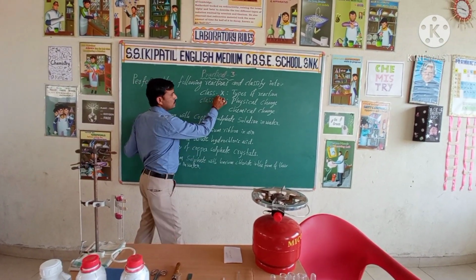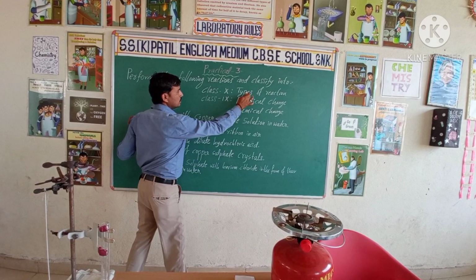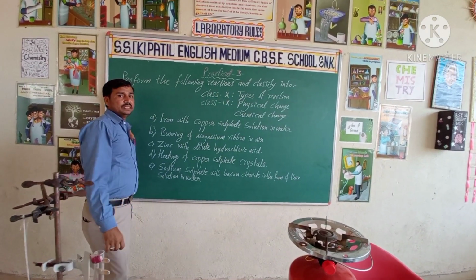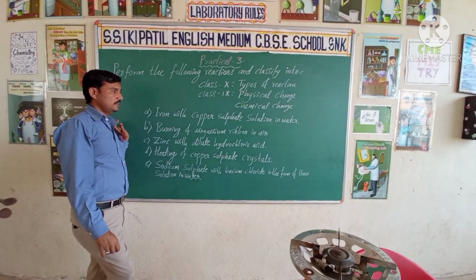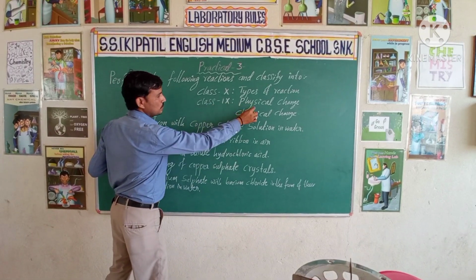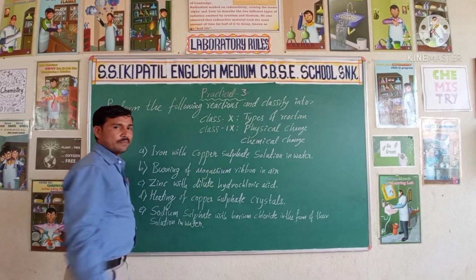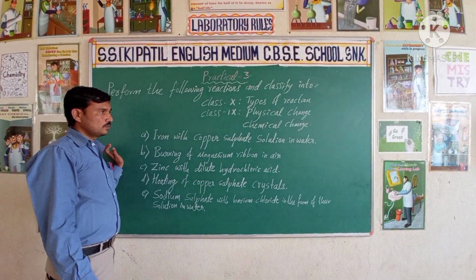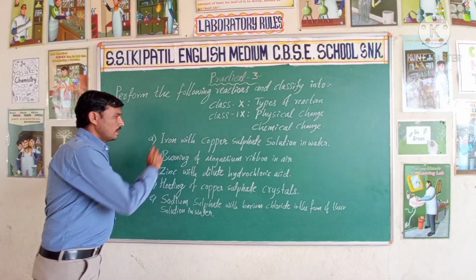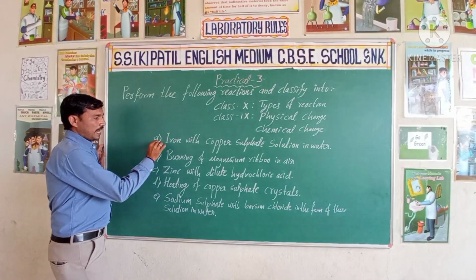For class 10, the same reactions, check their types. It means types of reaction to check in class 10. And for class 9, to check whether the following reaction is a physical change or a chemical change. Right? So, we will perform the reactions. A.